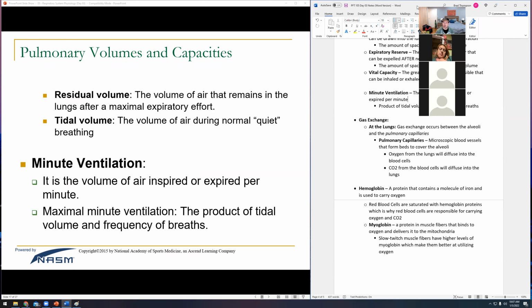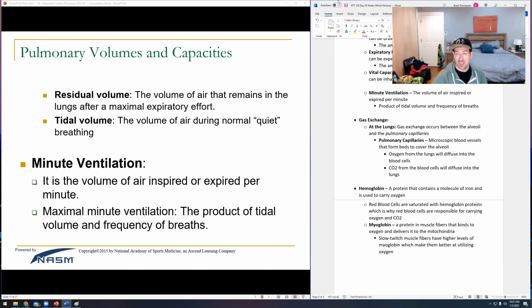So the same thing is true of minute ventilation. That is the overall function of your lungs, right? It's the volume of air expired per minute. That is the product of the volume of air that you can drive into your lungs and the frequency of breath. How often you can breathe, that's kind of like your heart rate.